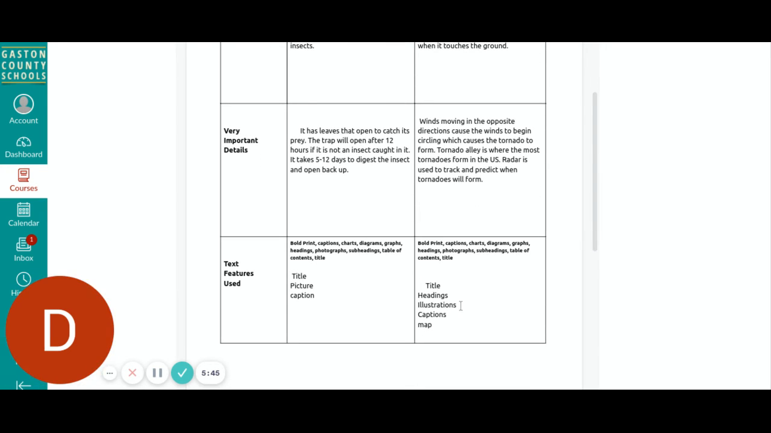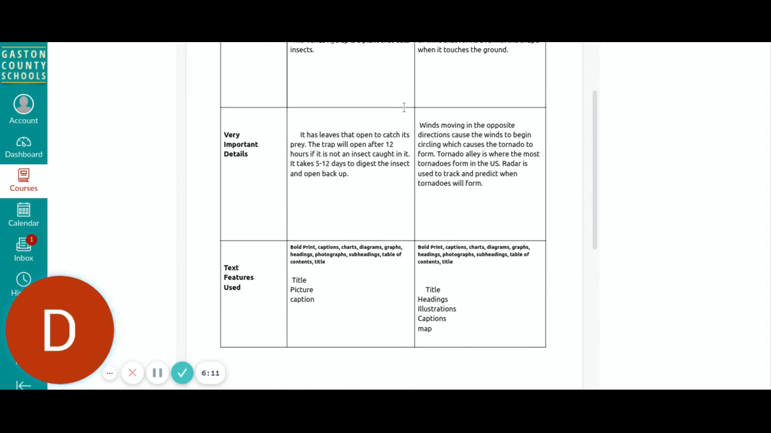And then I'm going to list the different text features. So I said we found title, a picture, and caption in Venus Flytrap. And in Spinning Thunderstorms, they had title, headings, illustrations, captions, and a map. Overall, when I look at this, I can say they have a similar topic, but very different central ideas with very different details. And they have different text features. And that the Venus Flytrap doesn't have as many text features, doesn't gain my interest, and they don't help me as much as in Spinning Thunderstorms. They have more pictures, they have headings to organize it, more captions, and even a map to help me understand.